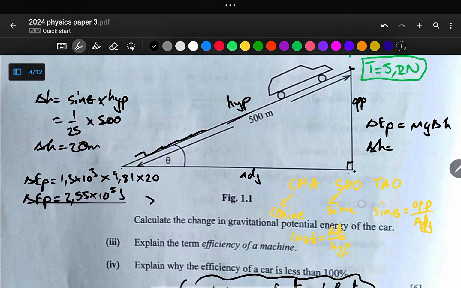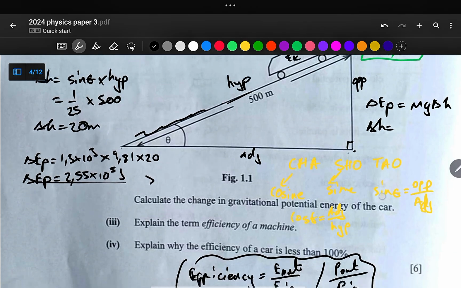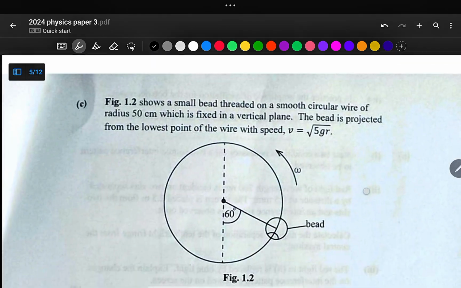But if the efficiency of the car was to be 100%, the kinetic energy of the car must be equal to the gravitational potential energy of the car at this point, meaning to say all of the kinetic energy of this car will be converted into gravitational potential energy, okay? And let us move on to the next part of our question.